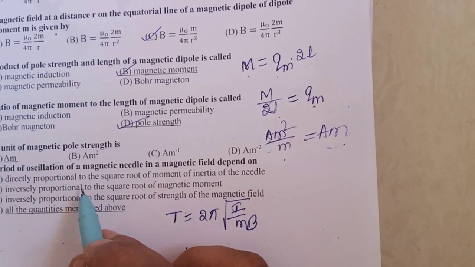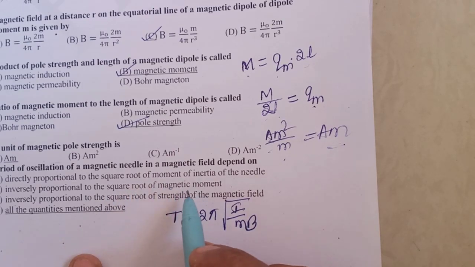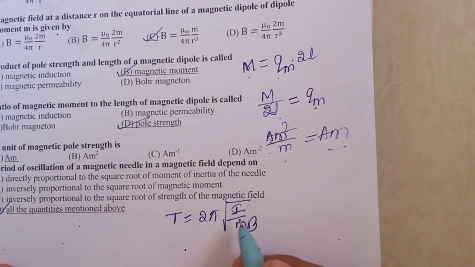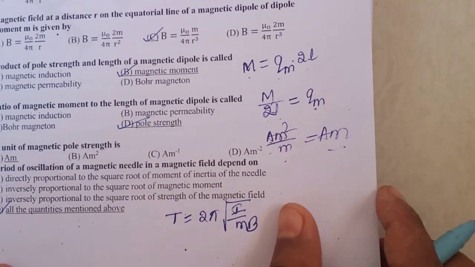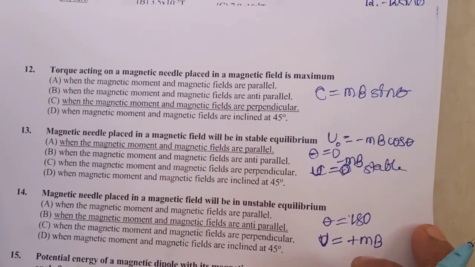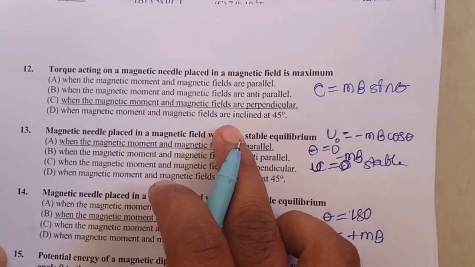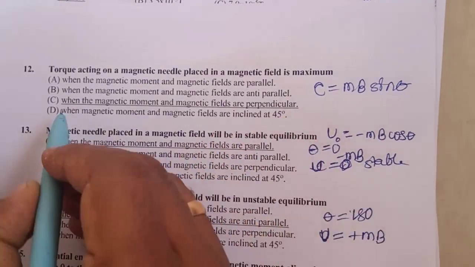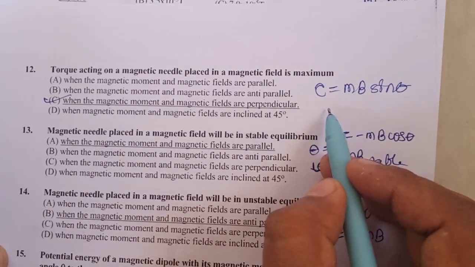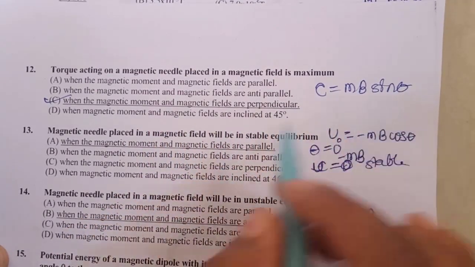The period of oscillation of the magnetic needle in a magnetic field depends on all the above. It is given by T is equal to 2 pi into root of I divided by m into B, where I is the moment of inertia. Okay, next question. Torque acting on a magnetic needle placed in a magnetic field is maximum when the magnetic moment and the magnetic field are perpendicular, because it is given by tau is equal to mb sin theta.